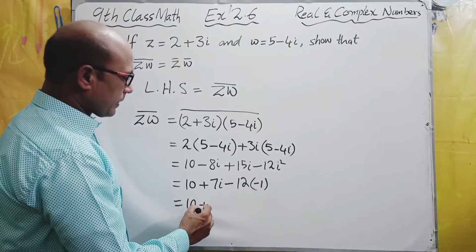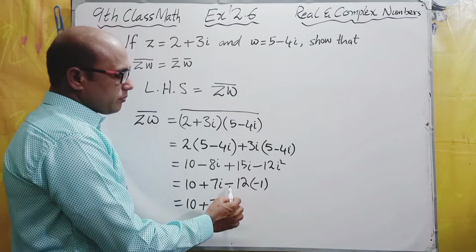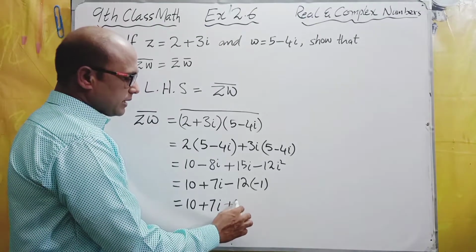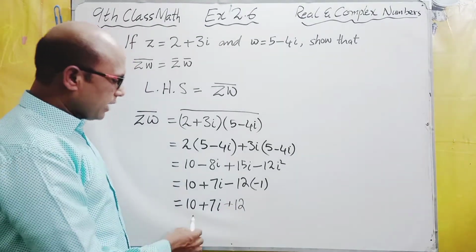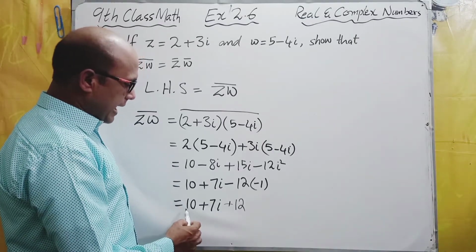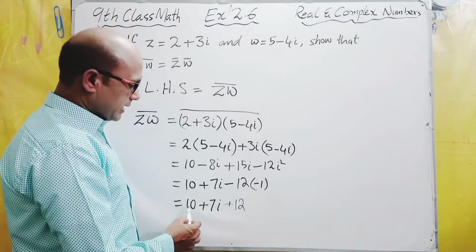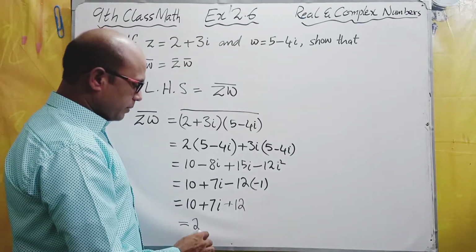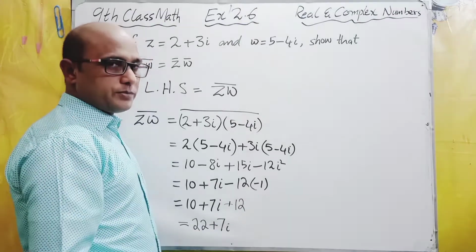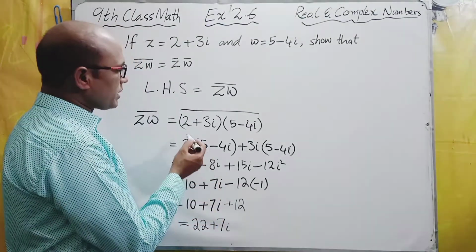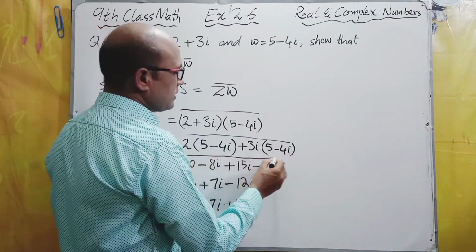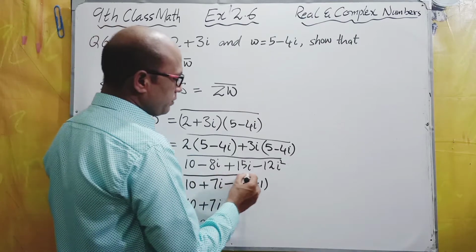10 plus 7 iota minus minus will become plus. 12 ones are 12. Now these two are constants, so we can add them because both have the same signs. Plus plus, it will become 22 plus 7 iota. And students, we have forgotten something, this bar. On each step we must put or draw this bar line.